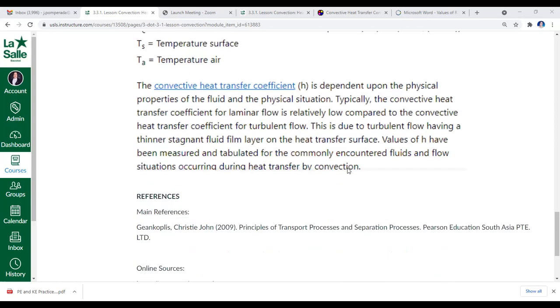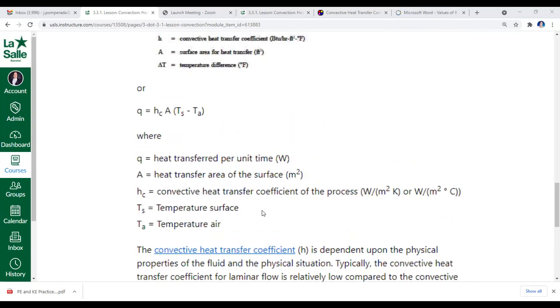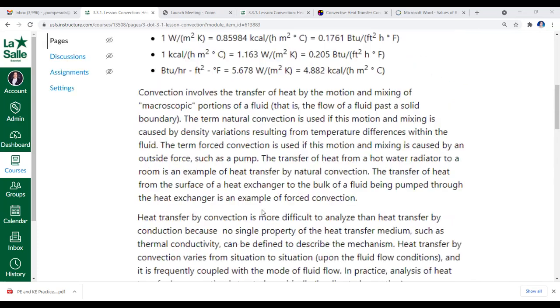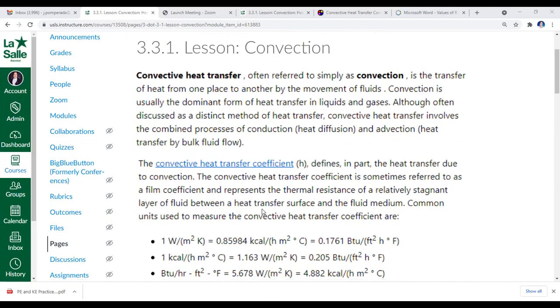Okay, now values of h have been measured and tabulated for commonly encountered fluids and flow situations occurring during heat transfer by convection. And that could be found in your Perry's Chemical Engineers' Handbook. You look for it in section 2. And it could also be found in our general reference books, either by Geankoplis or McCabe. Okay, so these are the information that you can read or that is posted in your Canvas regarding the intro, or let's say an overview of convective heat transfer.